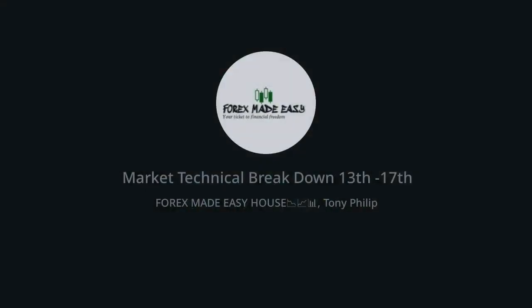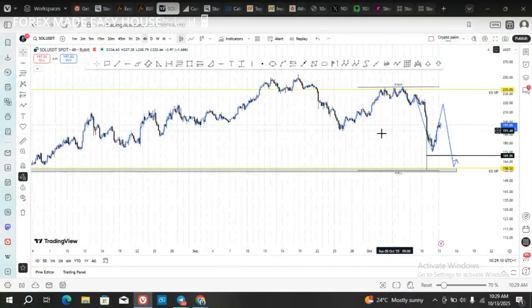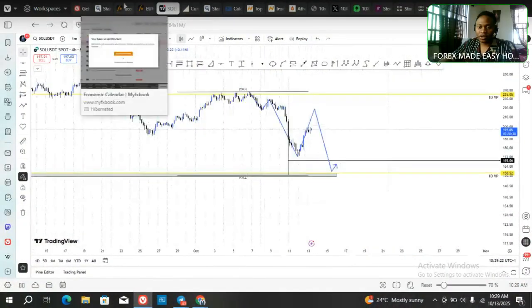Okay, so the drop is still prevalent. Just look for it to fill the gap, to fill that week. We need to fill that week. Okay, so that is it for the technicals.